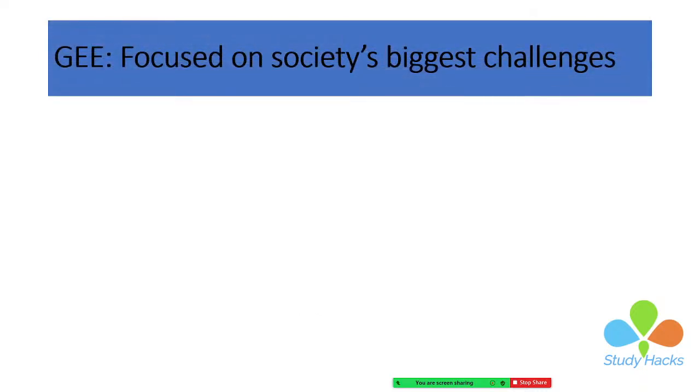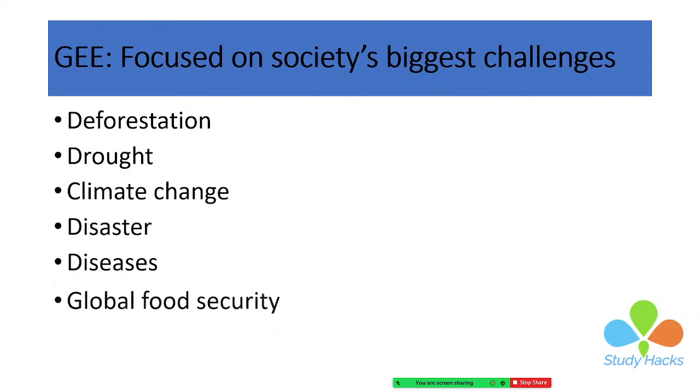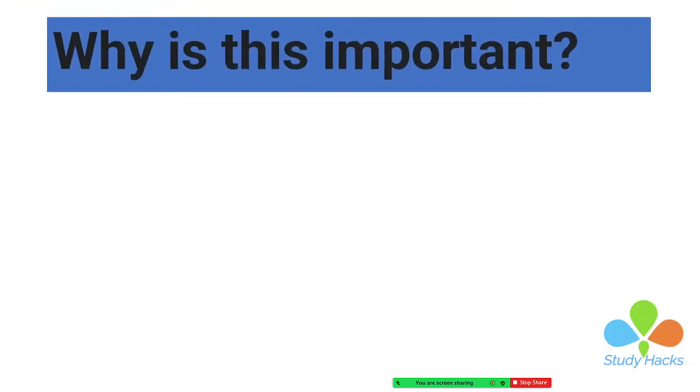So Google Earth Engine focuses on the society's biggest challenges. First of all, deforestation, also drought, then climate change, also disasters, different types of diseases, then global food security, then sustainability. Okay, so why is this important?